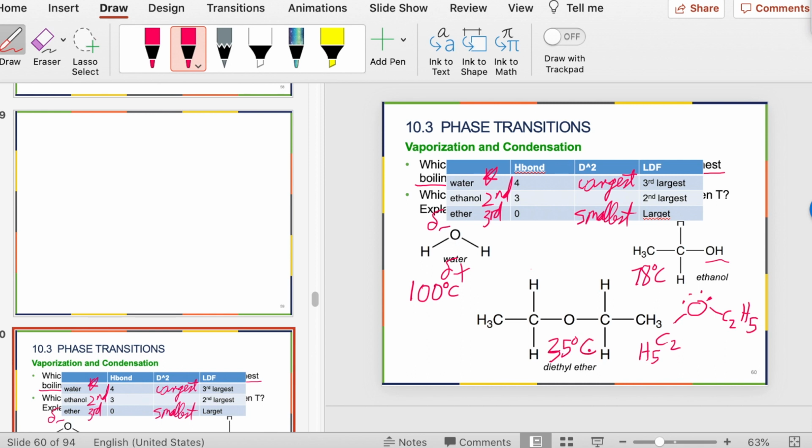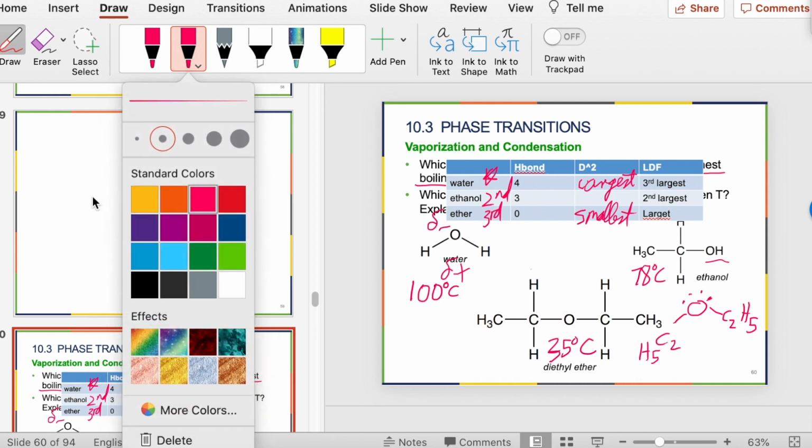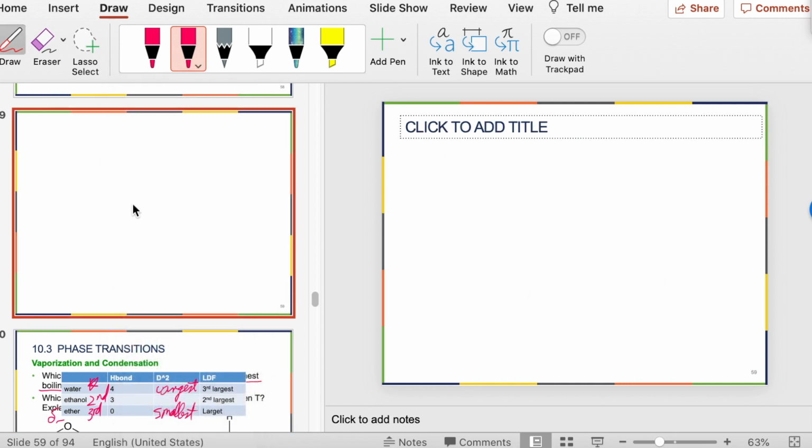Now, body temperature is 37, so you could imagine pouring a puddle of ether in your hands and it would start boiling. And if you took a deep whiff of that, you'd pass out. We said water was the big winner for boiling point. For vapor phase, or vapor pressure.